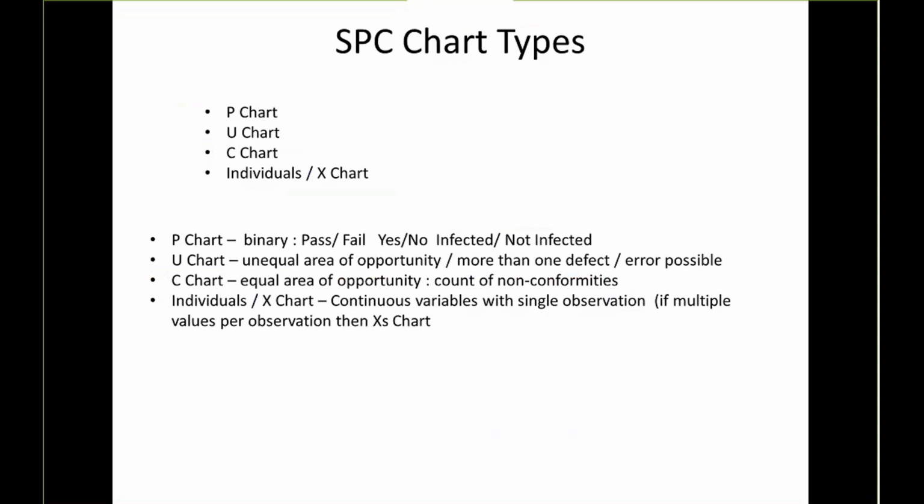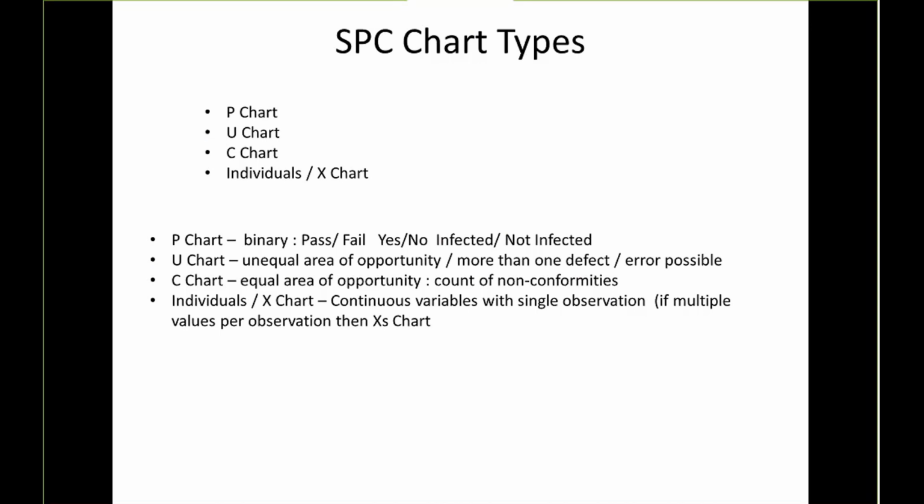The U chart and the C chart, you start to think about areas of opportunity. Does the thing you're counting have an equal chance of happening each time? If not, when you look at a U chart, you'd probably express it as a rate. Also, we use U charts if more than one defect can occur. So if you have more than one type of infection that could happen, or more than one area, I guess.